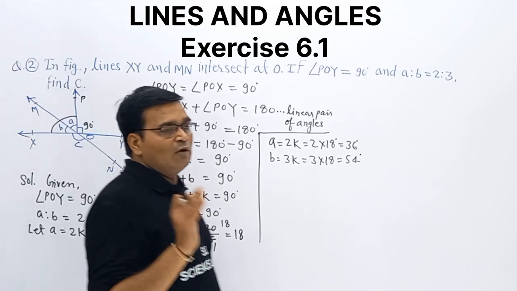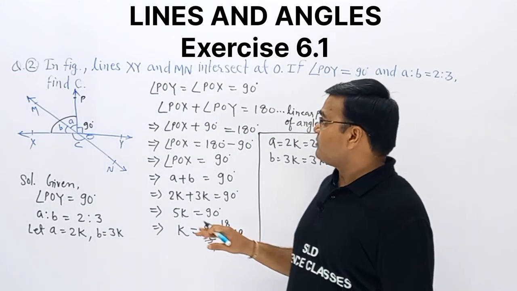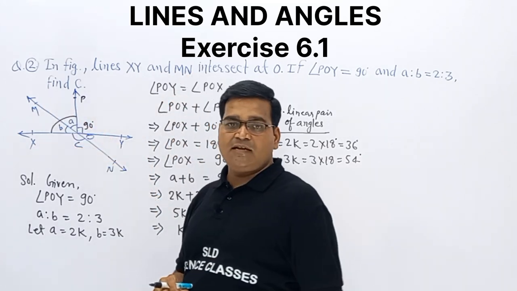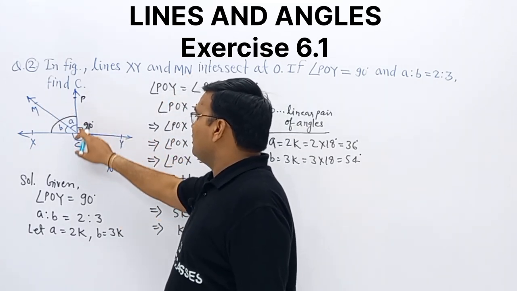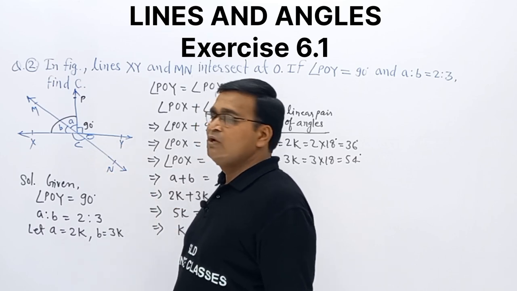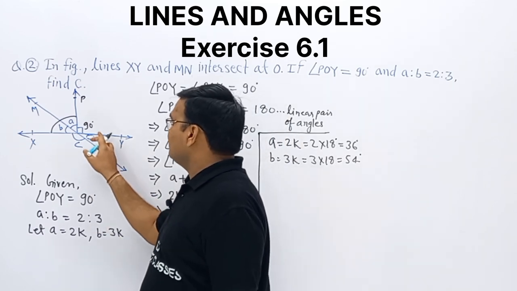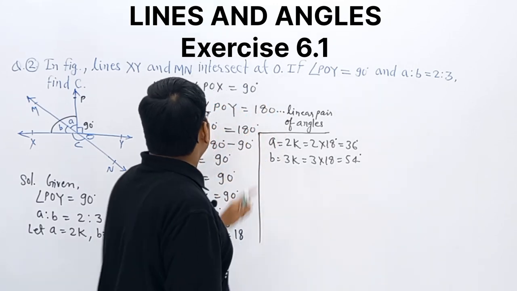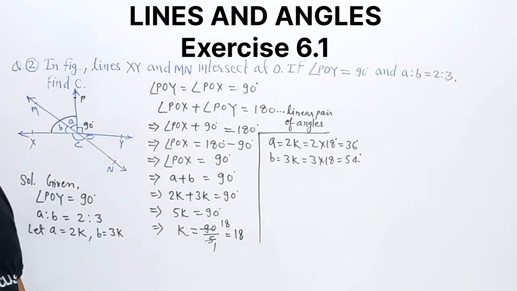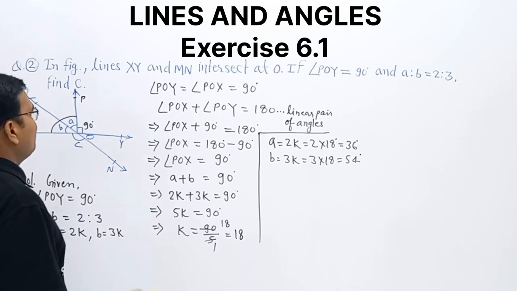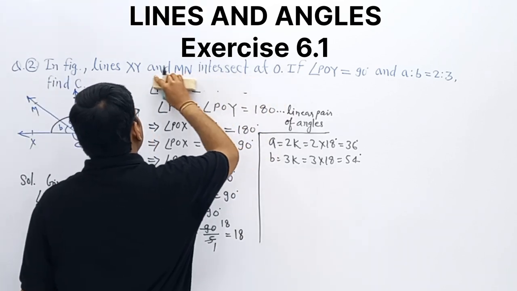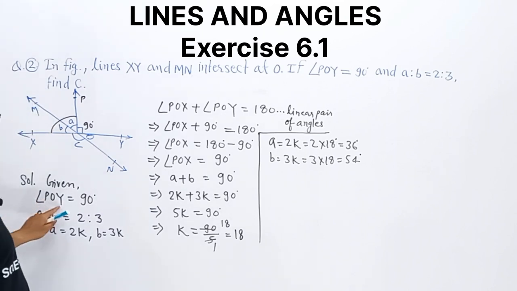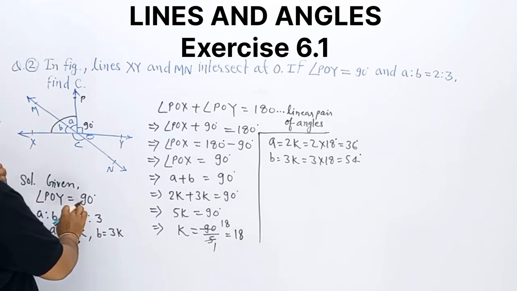So again observe what we are doing. We have XY and MN, which are intersecting lines. This angle POY is 90 degrees. So from the linear pair of angles we can say this angle and this angle sum will be 180 degrees. We already wrote this one, so no necessity to write again. Angle POY is given in the question and it is 90 degrees.